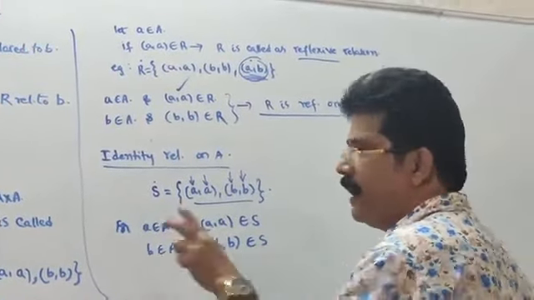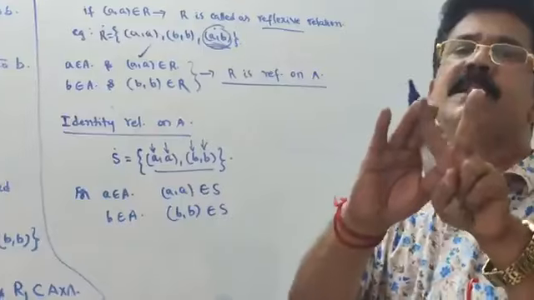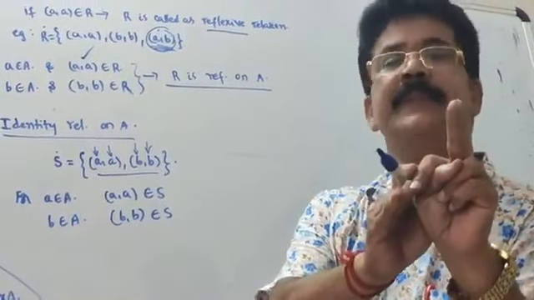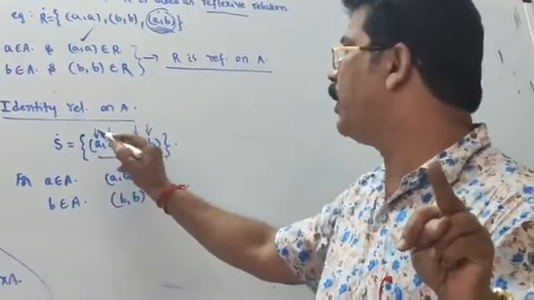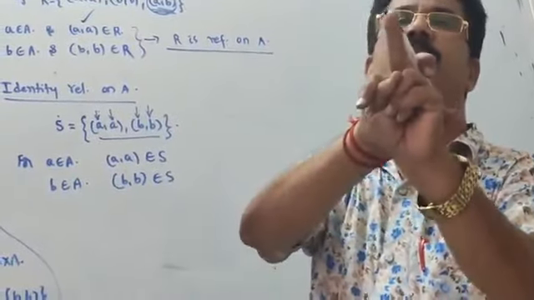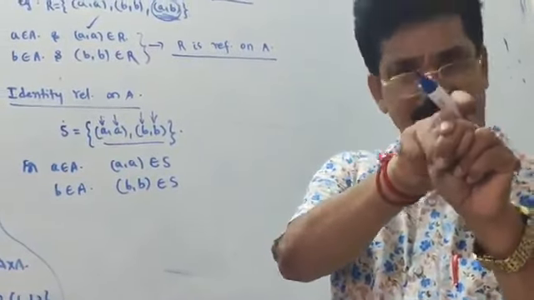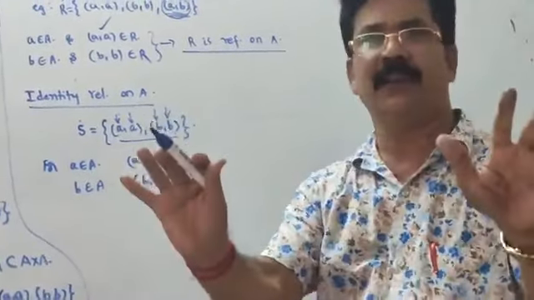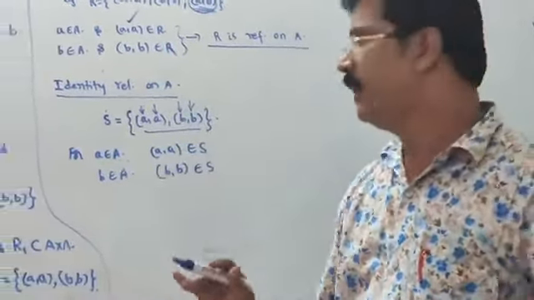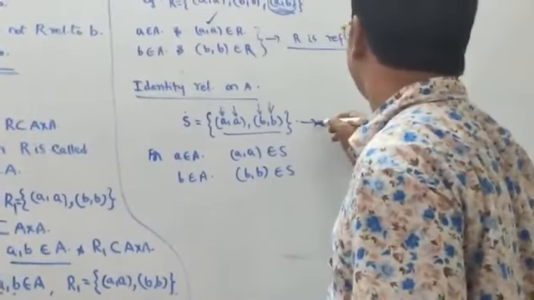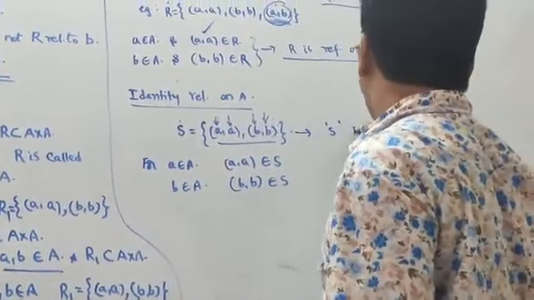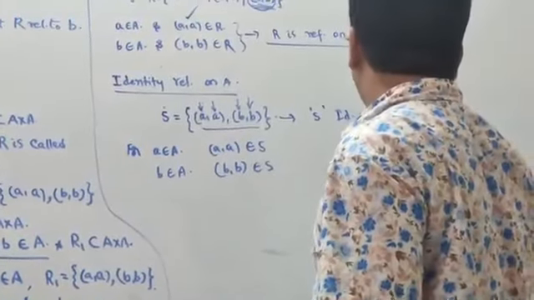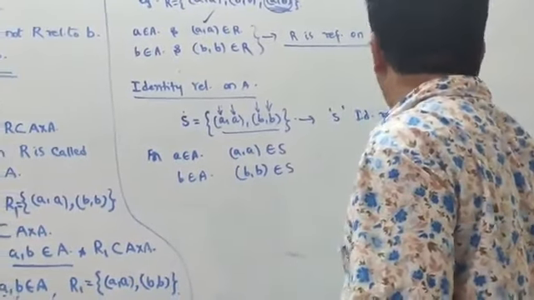Once again, two elements are there in capital A. Small a belongs to capital A, therefore (a, a) belongs to S. Next, small b belongs to capital A, therefore (b, b) belongs to capital S. That's all. No more elements. Therefore, in such a case, S is called the identity relation on capital A.